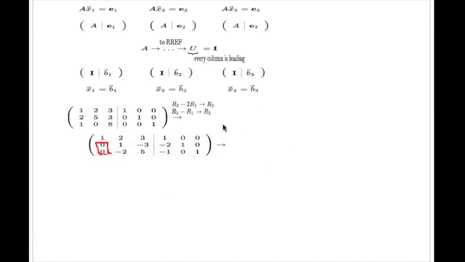The next set of operations which was suggested by the software is this one. We add double of the second row to the third row, and that's the result of that. That vanished this element. This is already the row echelon form.